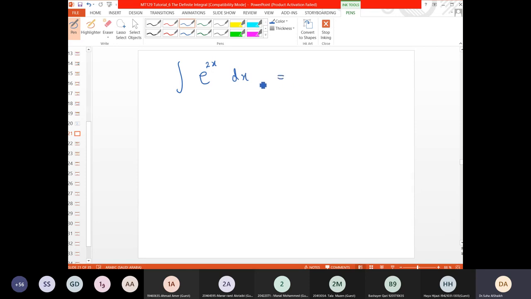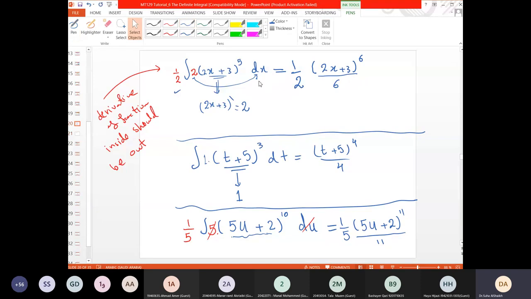Ahmed, the 5 here went with the du, I told you we need it. Yeah, we need it with the du for the integration. You got it now? You can see the screen now?